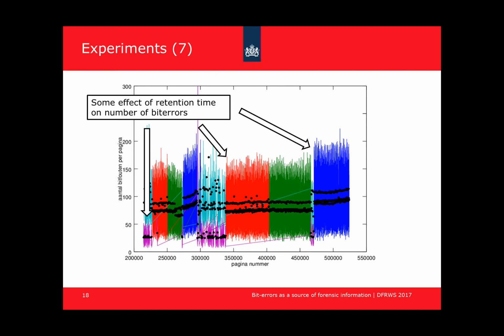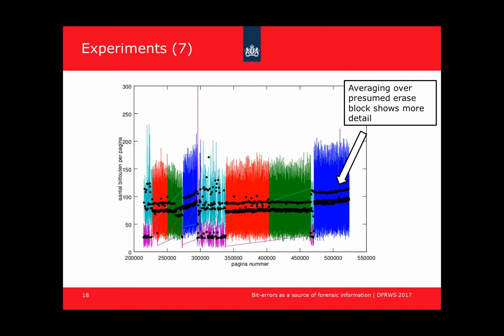You see some effect of retention time. So the blue one is the first one to be copied, and it has slightly more bit errors than these were copied afterwards. And the last one, this one here, has evidently less bit errors. So there is some effect of retention time. So they're not totally random.